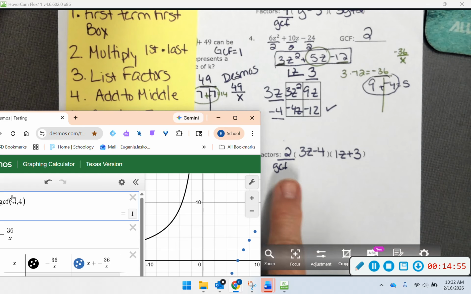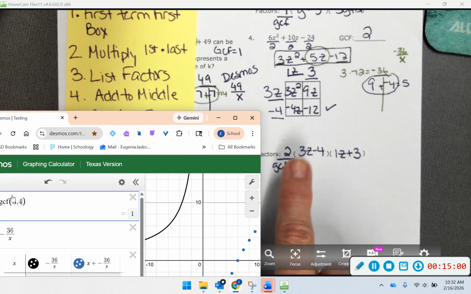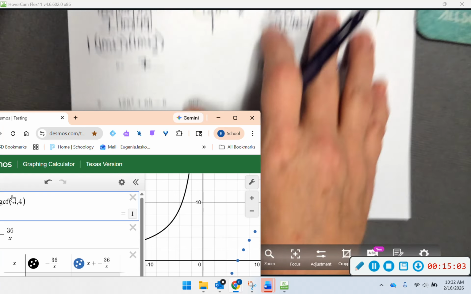So there are 3 factors. 2, 3z minus 4, and 1z plus 3. Don't forget to include your GCF. All right, one more problem.